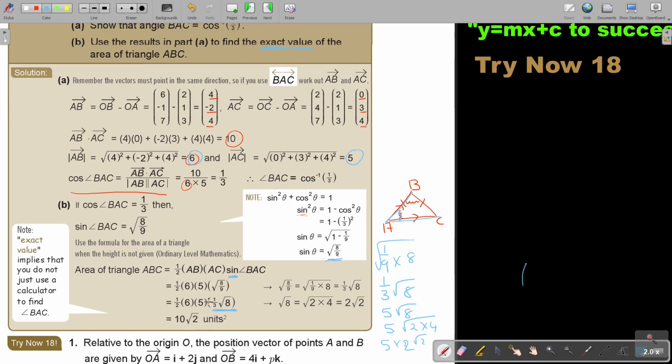So I didn't maybe show you that final step there. I just showed you that square root 8 can be 2 square root 2. Okay, maybe that would have helped you. There's the square root 2. Then it was 6 times 5, which is 30, times the 2, which is 60. Divided by 6 will then also give you 10. Okay, and that's exact, no commas. So the exact value implies that you do not just use a calculator to find the angle BAC. They want it in terms of usually a square root.